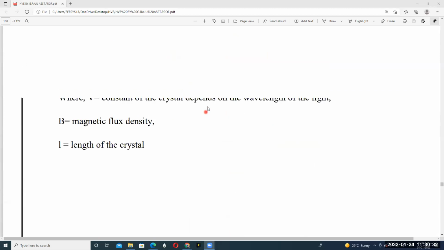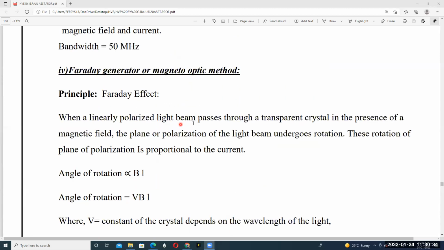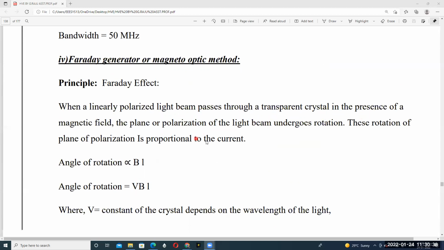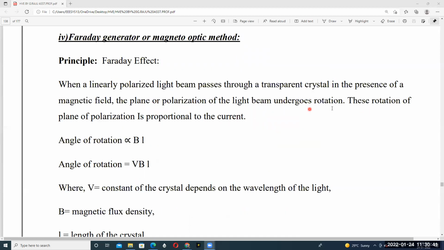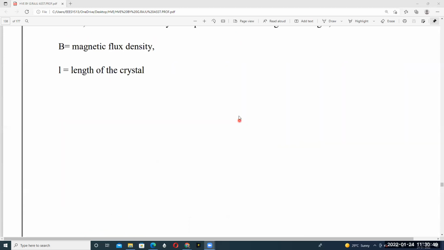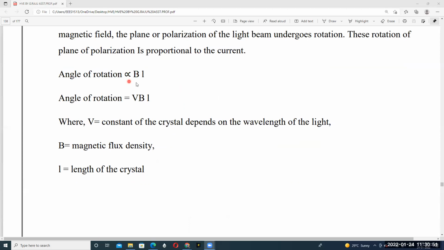Working principle: when a linearly polarized light beam is passed through a transparent crystal in the presence of a magnetic field, the plane of polarization of the light beam undergoes rotation. This rotation of the plane of polarization is proportional to the current. The angle of rotation is proportional to B into L, where L is the length of the crystal and B is the magnetic flux density.